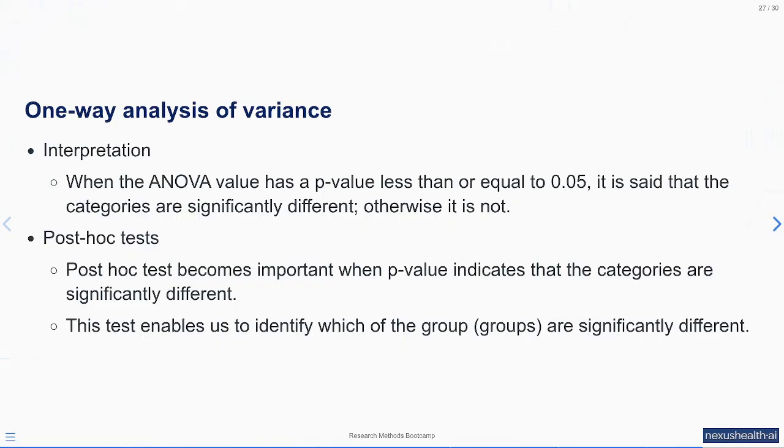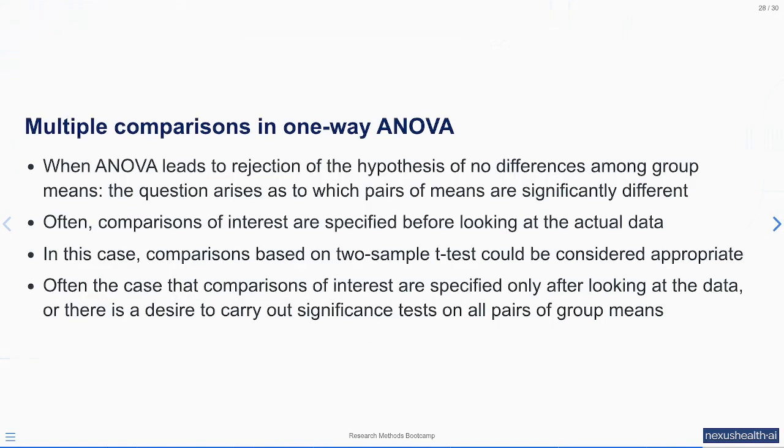So how do we interpret it? When the ANOVA has a p-value less than or equal to 0.05, it is said that the categories are significantly different. Otherwise, it is not. The post-hoc test becomes important when the p-value indicates that the categories are significantly different. And what the post-hoc test does for us is that it helps us to identify which of the groups are significantly different from the others.